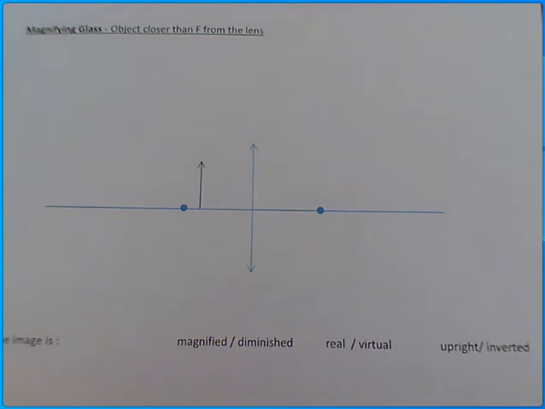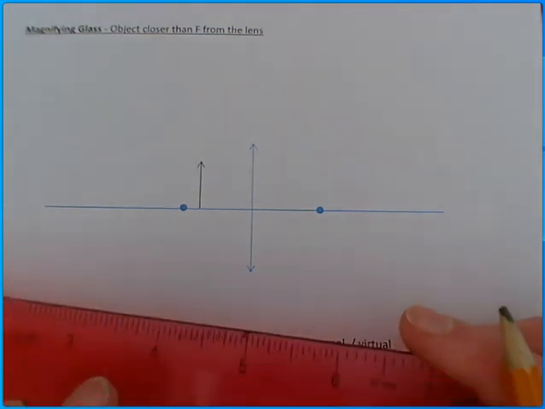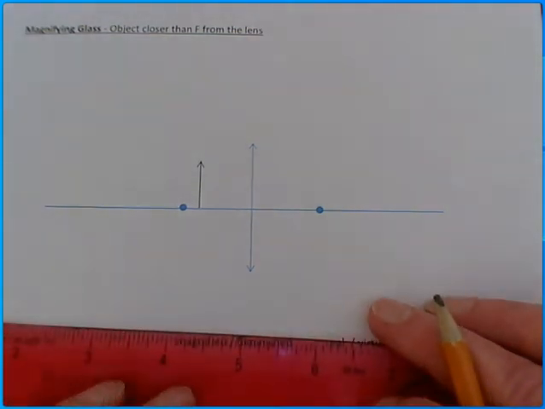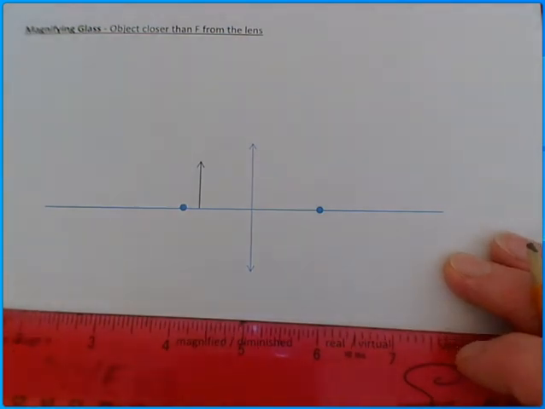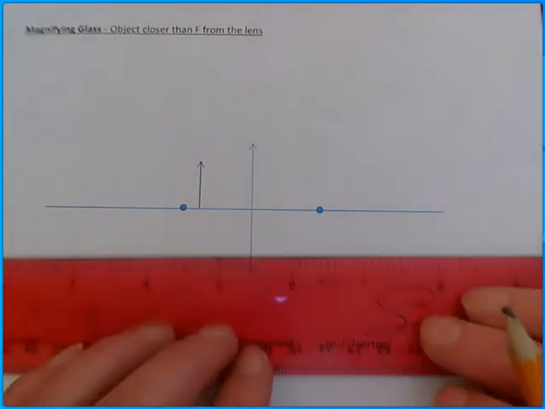We've done the beginner's ray diagrams now. We're heading on to expert level. So we're doing the magnifying glass ray diagram. And this, if you remember, is where it gets interesting.